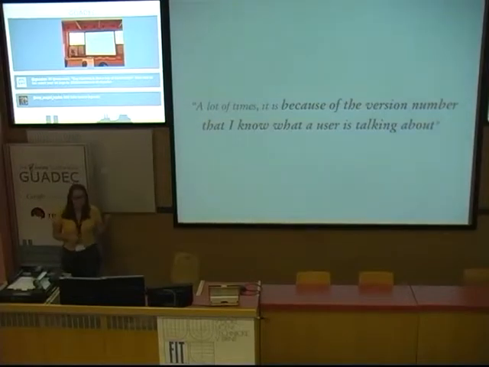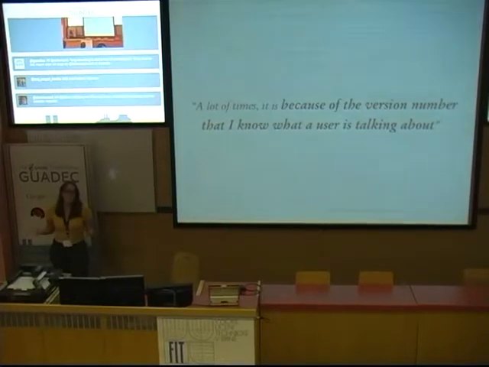A lot of the time it's because of the version number that I know what a user is talking about. Sometimes you report a bug because you're using a certain version, and then in another version this thing doesn't exist anymore, and you're saying, yeah, I have this problem with this thing in that place. And then the designer is using another version, and they say, I don't see that thing. Sometimes they'll just click and say, that's been solved, and tell the user it's been solved. But sometimes it's not that easy to understand. So it's really important to say what version of the software you're using.